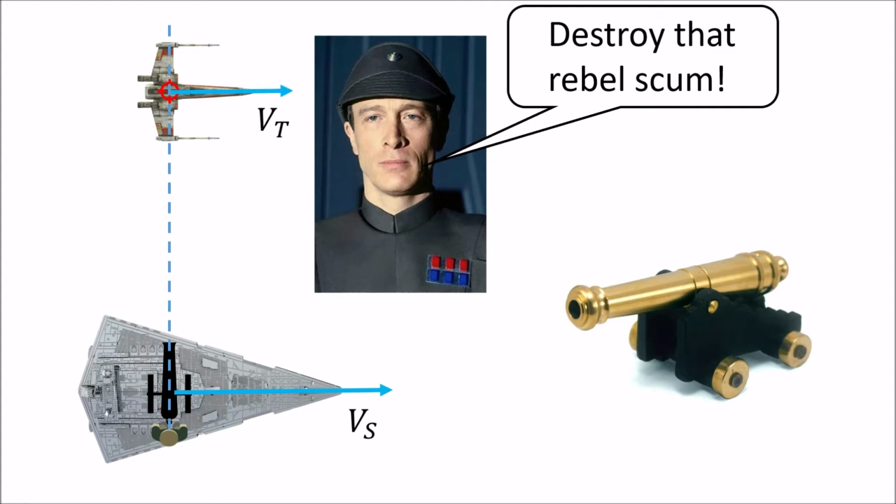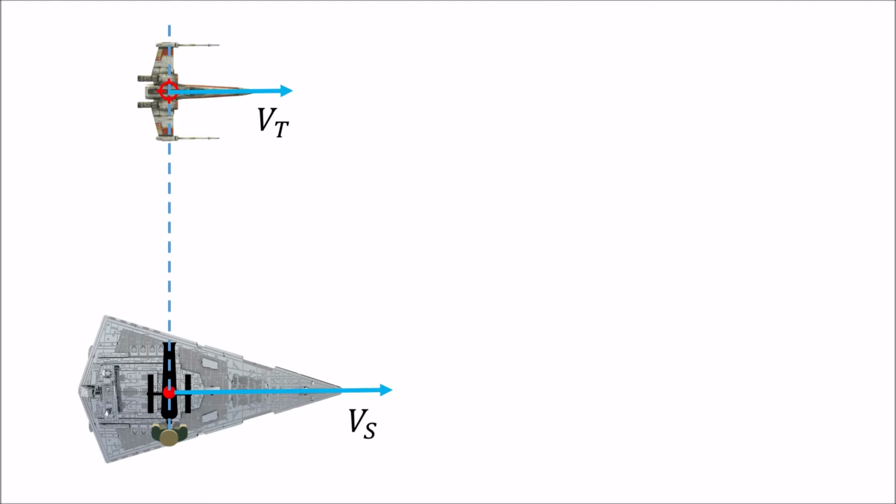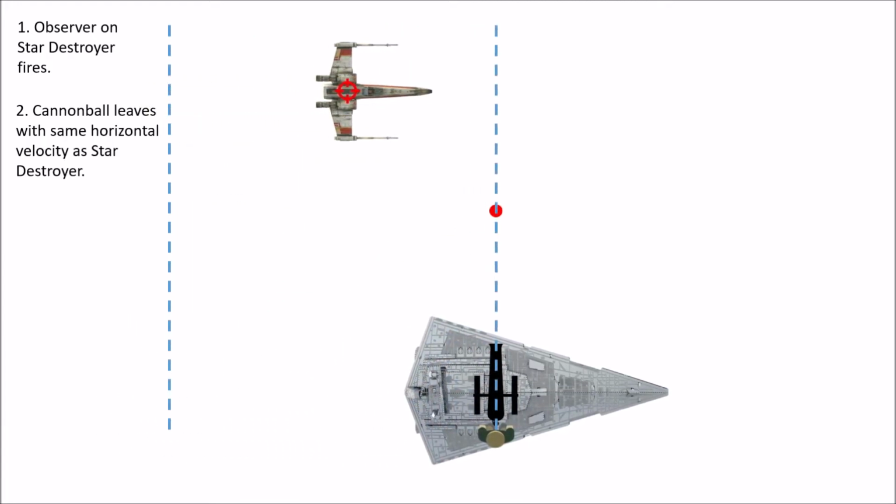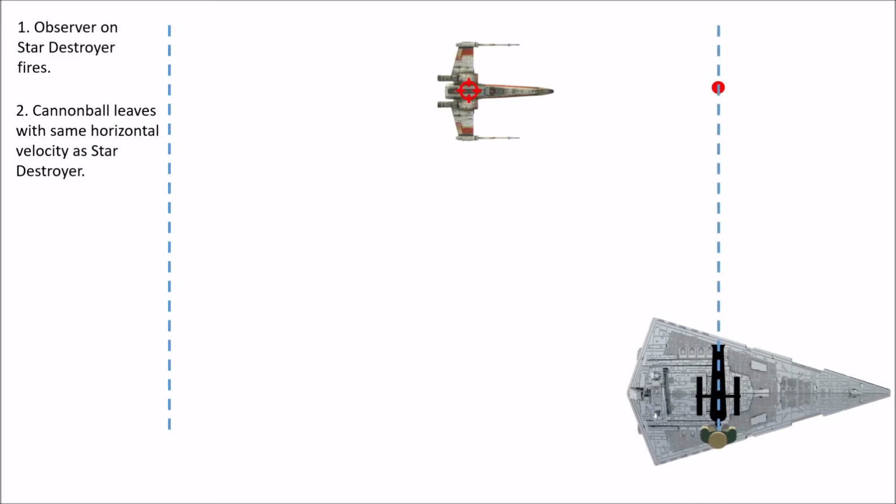Let's examine what's going to happen in this scenario. Let's call the Star Destroyer the Observer. The first thing that happens is that the Observer fires the cannonball. The cannonball then leaves with the same horizontal component of velocity as the Star Destroyer, Vs, while the X-Wing travels at the slower velocity Vt.